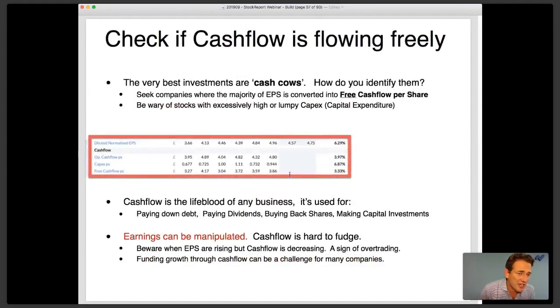The other thing I like to check is cash flow. I like to see that cash flow is flowing freely. The very best investments are cash cows. And also, earnings can be manipulated. People that buy stocks just because of the earnings and don't pay attention to the cash flow can get in trouble, because earnings can be fudged, and they regularly are. It's amazing how regularly they are. It's not illegal to fudge earnings.